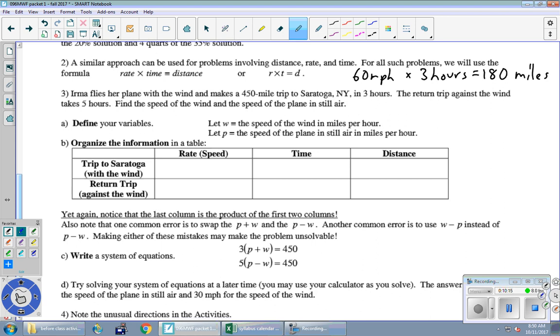60 miles per hour is a rate. 3 hours is the time. Multiplying them is something very natural for us, and it gives us the distance. So let's see if we can apply that formula to a brand new kind of problem.